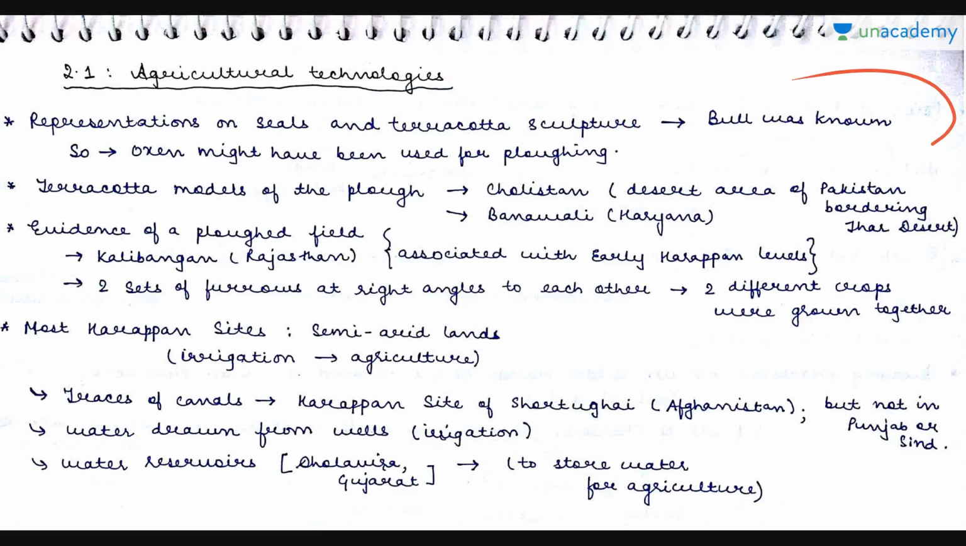So in this book, this is the method they have followed. They will tell you what the finds from the sites are, what evidence archaeologists have got from the sites, and based on that they have drawn some conclusions. So based on these representations, they understand that the bull was known, and they say that oxen might have been used for ploughing. Then terracotta models of the plough were also found, in Cholistan and Banawali. So these are the areas where they are located.